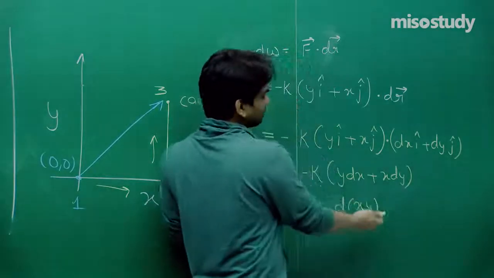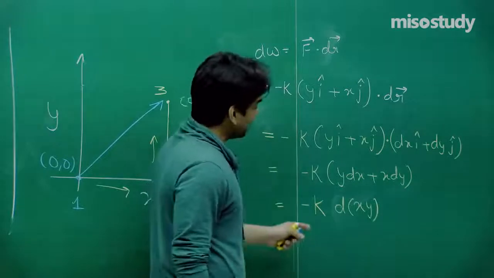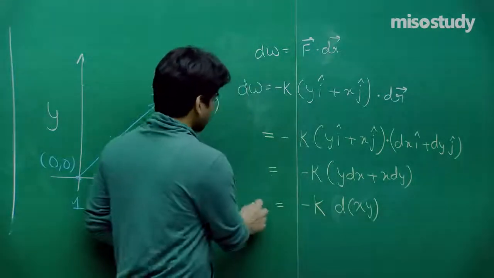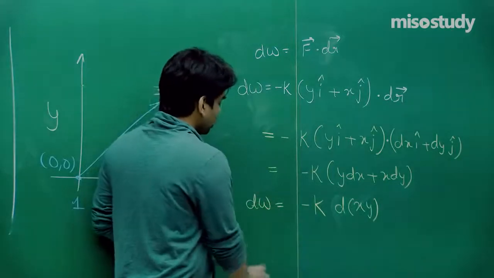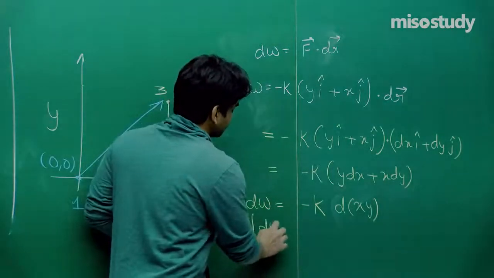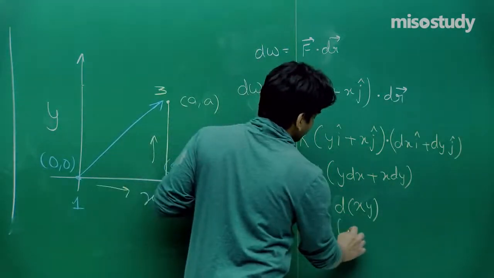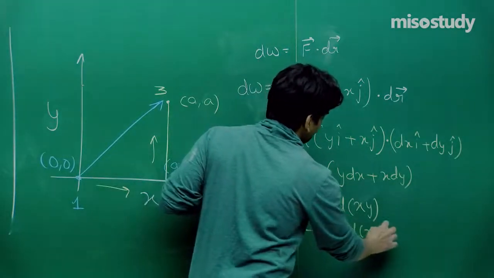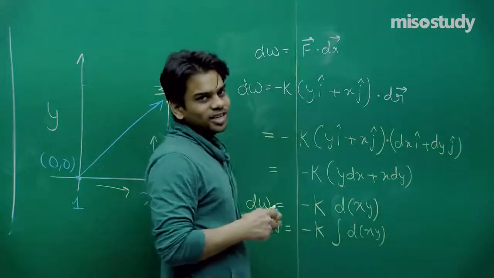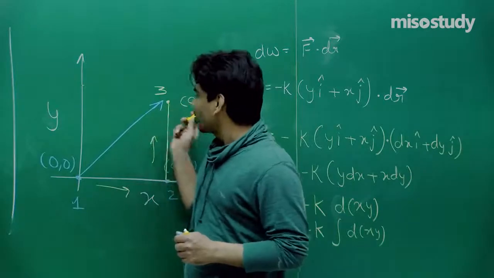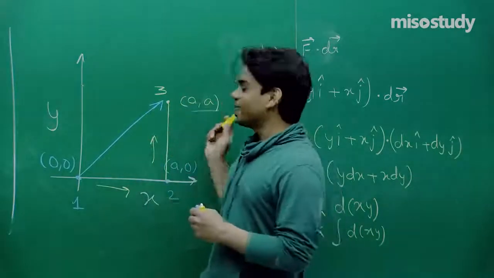You see, if you open this, you will get y dx plus x dy. So we can write this as the differential of the xy term. This is actually small work done. The total work done will be the integration of this dW, which will be equal to minus k times the integration of d(xy). Put the xy limits. You see the initial point and final point. Initial is 0, 0, final is a, a, that you can observe.